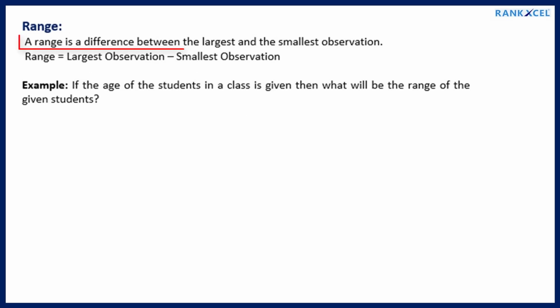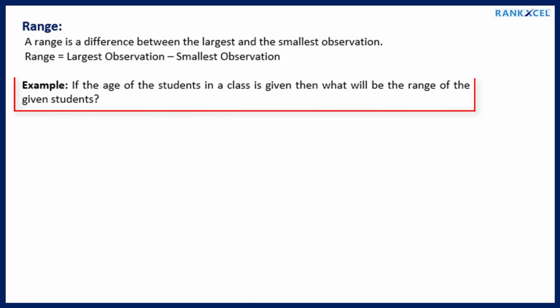Range. A range is the difference between the largest and the smallest observation. Range equals largest observation minus smallest observation. Example: if the ages of the students in a class are given, then what will be the range of the given students?